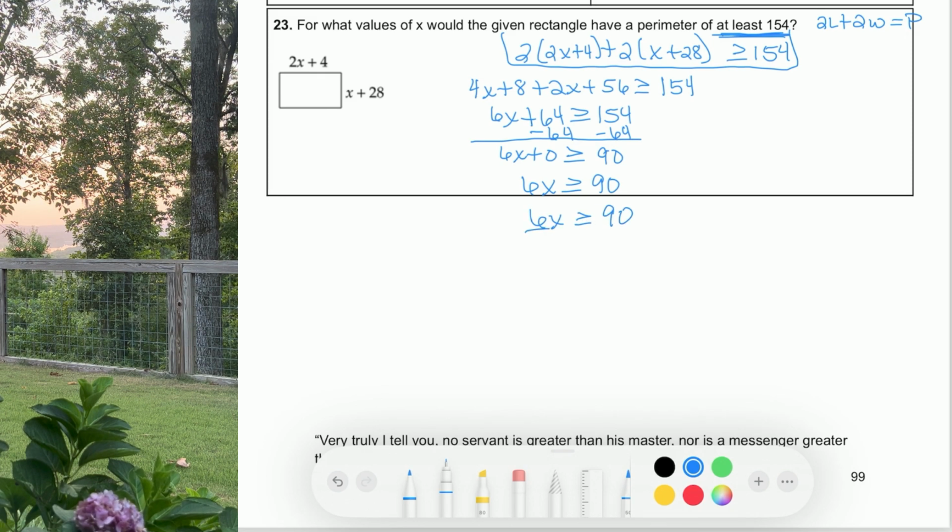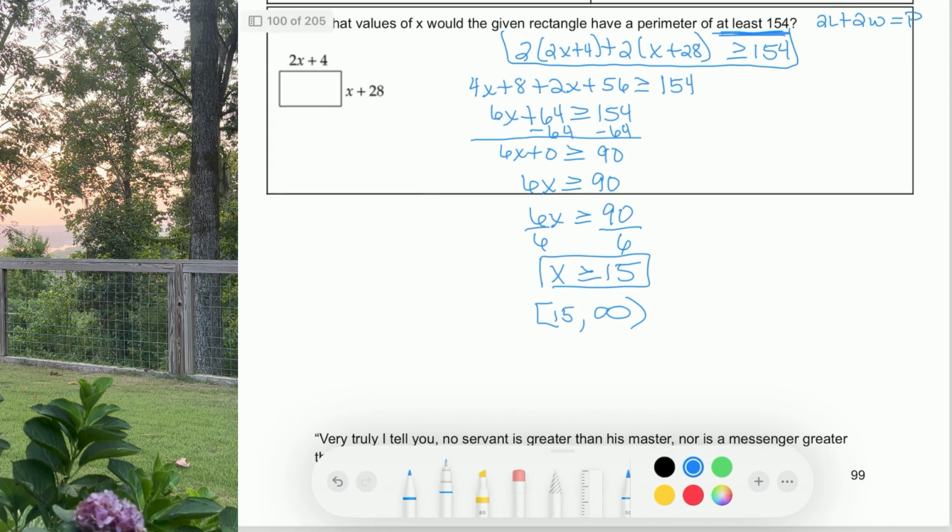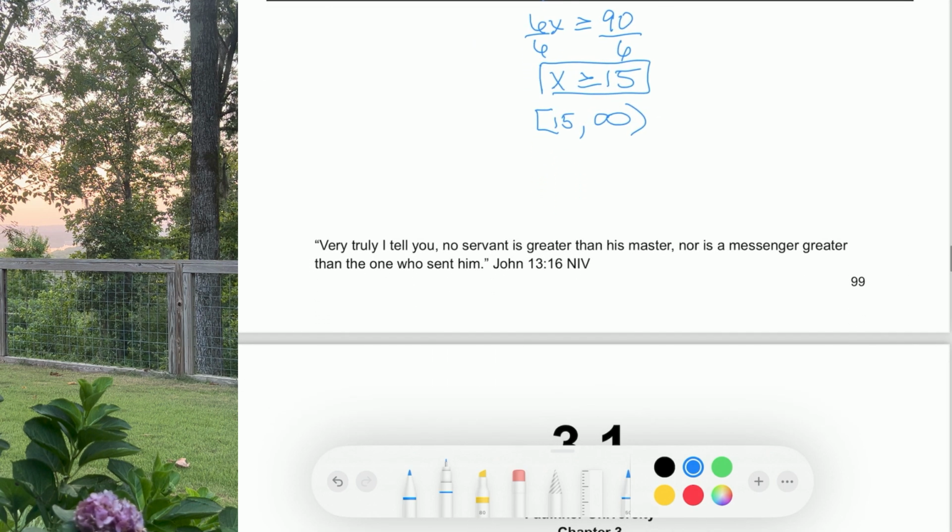I'm going to rewrite that. Divide it by 6 on both sides, and I get x is greater than or equal to 15. So our x has to be greater than or equal to 15 for it to be a solution. So the way we would write our interval notation for that is bracket 15, comma, positive infinity, because it's going to go greater than that 15. It includes 15, but it's also going to be higher than 15.